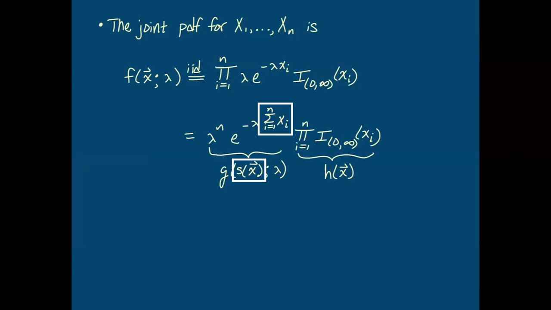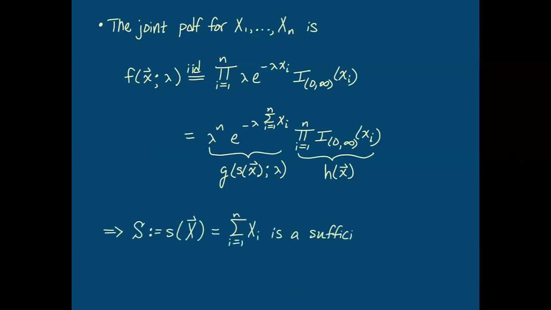The factorization criterion tells us that capital S, defined to be s of the capital X's, which is the sum as i goes from 1 to n of the capital Xi, is a sufficient statistic for this model.